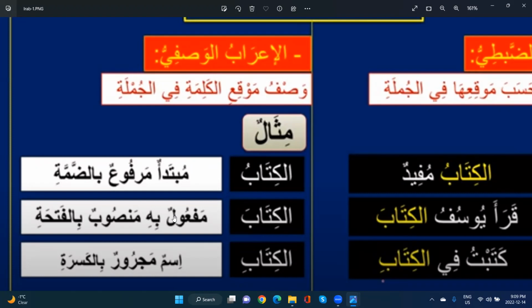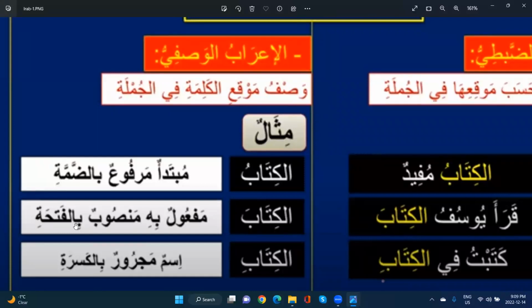Is this "Qara'a Yusuf al-Kitab" a jumla ismiya or a jumla fi'liya? Fi'liya. Read. Right. So what is the quality of the maf'ul bihi? It is supposed to be mansub, and it is mansub because of the fatha.